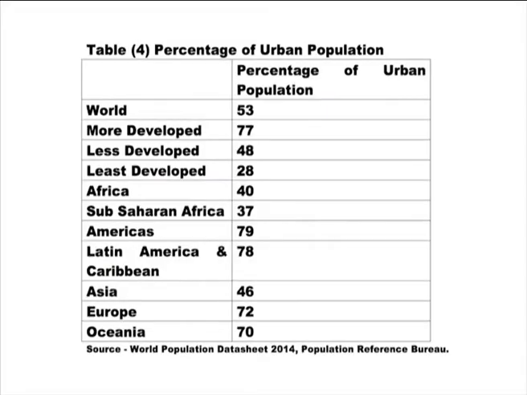Now, table 4 shows the percentage of urbanized population in the world and major regions. More than 50% of the world population is urbanized.